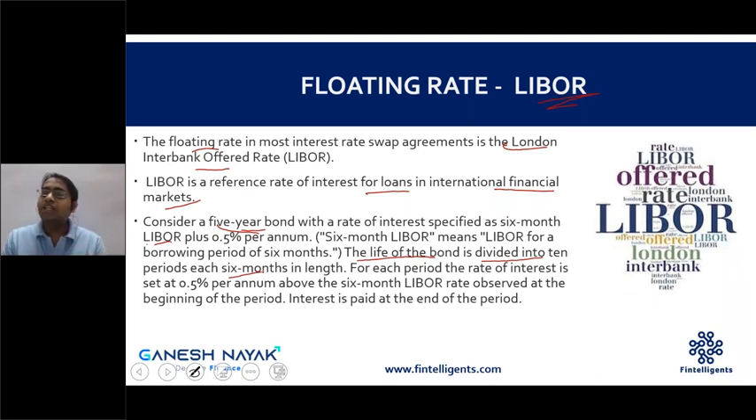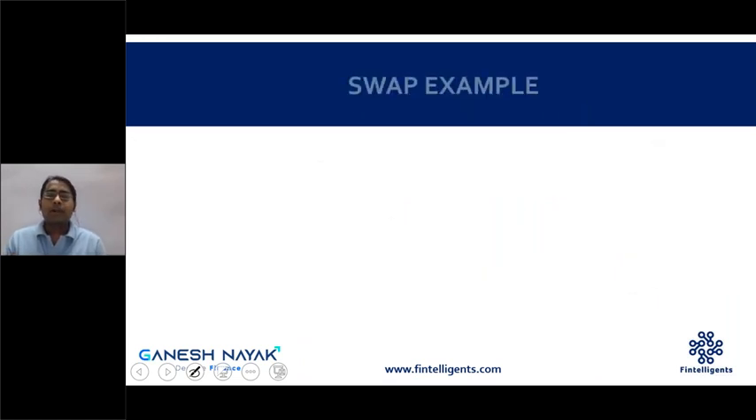Now for each time frame, whatever 6 monthly LIBOR rate is available, that LIBOR rate will become the base. Suppose for the first 6 months, the LIBOR rate was 7%. Now, as per the agreement, LIBOR plus 0.5, so the bond issuer will pay 7.5% to the bond investor. And that is the reason we'll find that LIBOR is mostly in an annualized format. We'll look into what this means when we say that LIBOR is in an annualized format. So we'll have a quick example about a swap.